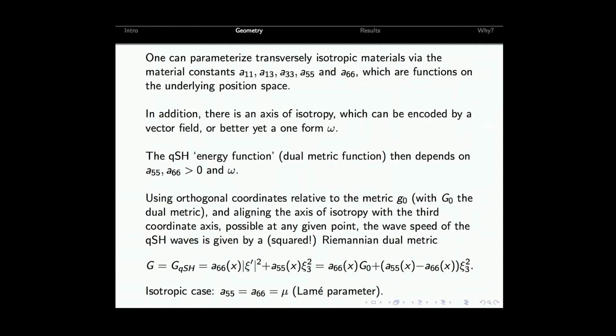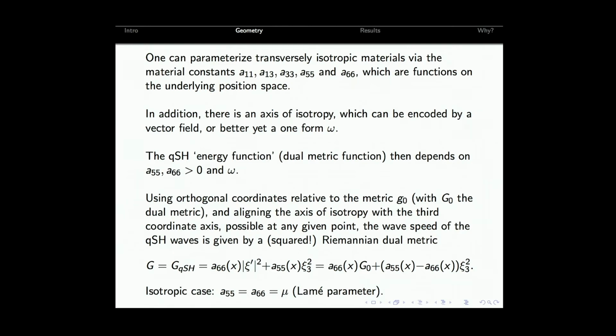Okay, so a bit more about this transversally isotropic stuff. In this case, there are five material parameters. One way of numbering them is A11, A13, A33, A55, and A66. These are functions of the underlying position space, the x variables. And then there's an extra thing, because you're thinking of this as a geometric problem: you have this axis of isotropy, but it can vary from point to point. So you can encode this direction by a vector field, or, I actually like the dual objects more, by a one-form. In any case, the same sort of thing.